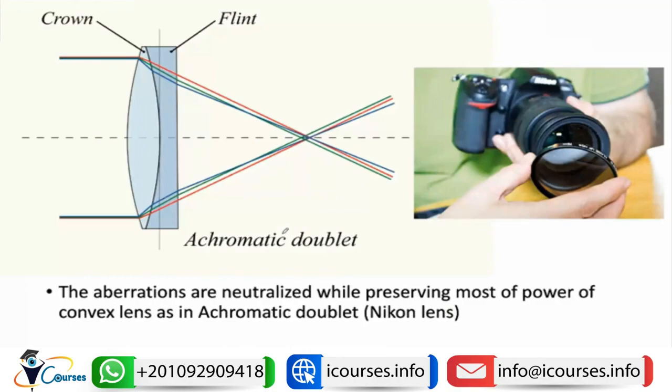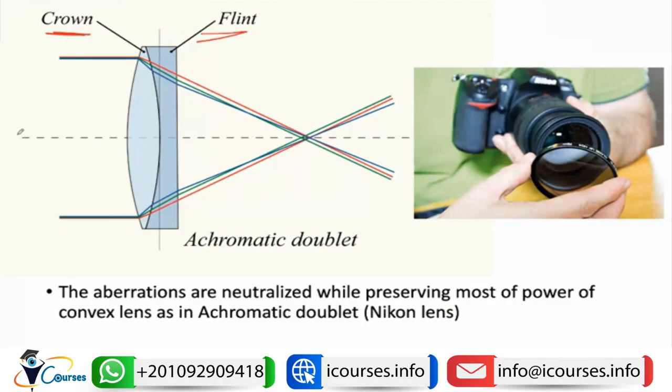So this is the base of most lenses used in photography, or even the lenses used in ophthalmology. So the 90 diopter lenses, the 80s, the 78, and the different lenses used in ophthalmology are based on this principle. They combine a crown glass and a flint glass. The crown glass will have a low dispersive index, and the flint glass will have a high dispersive index, so they will eliminate each other.